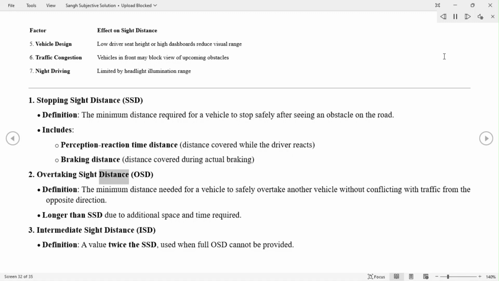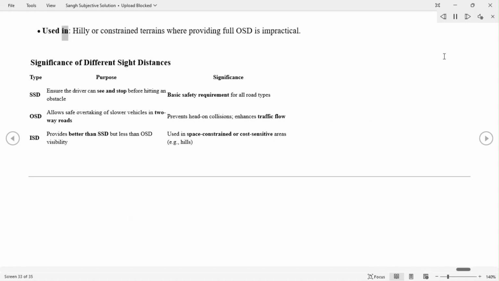2. Overtaking sight distance, OSD. Definition: the minimum distance needed for a vehicle to safely overtake another vehicle without conflicting with traffic from the opposite direction. Longer than SSD due to additional space and time required. 3. Intermediate sight distance, ISD. Definition: a value twice the SSD, used when full OSD cannot be provided. Used in hilly or constrained terrains where providing full OSD is impractical.